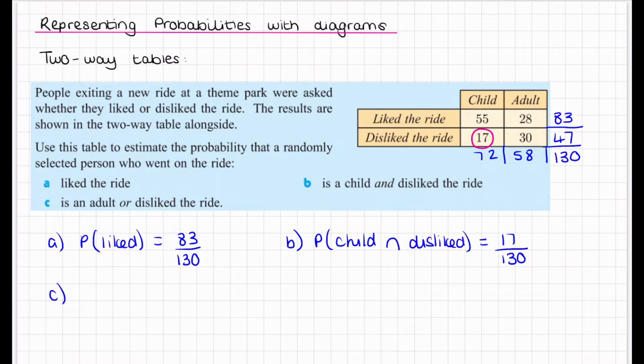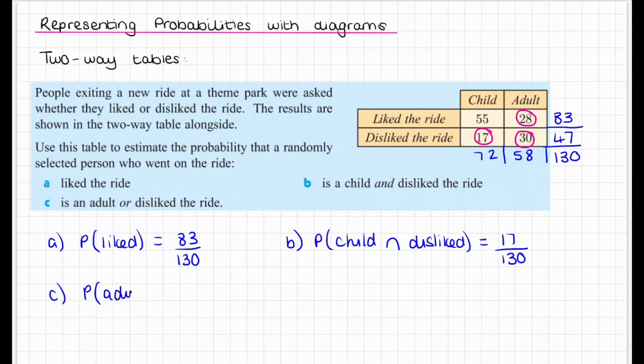Then part C is an adult or disliked the ride. Now, because it's an or, we need to look at everybody in this section. So we need to look at all adults, which is a 28 and 30. Then we need to look at all the dislikes, which also includes a 17. So it's all those three that I've circled. We need to add them together.